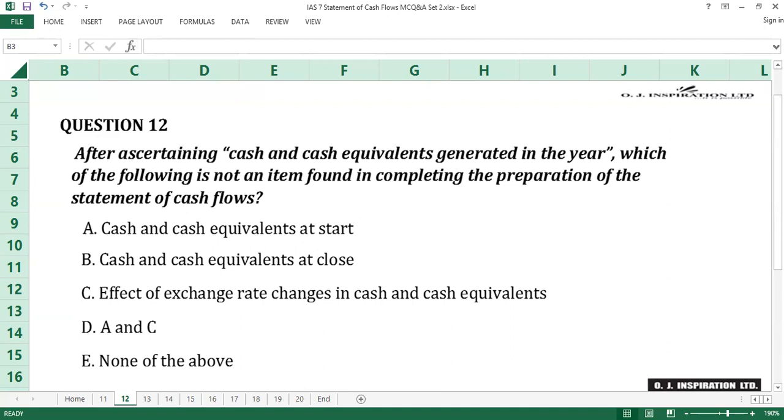The effect of exchange rate changes on cash and cash equivalents held or due in foreign currency is reported in the statement of cash flows in order to reconcile cash and cash equivalents at the beginning and at the end of the period. E is the answer to question number 12.